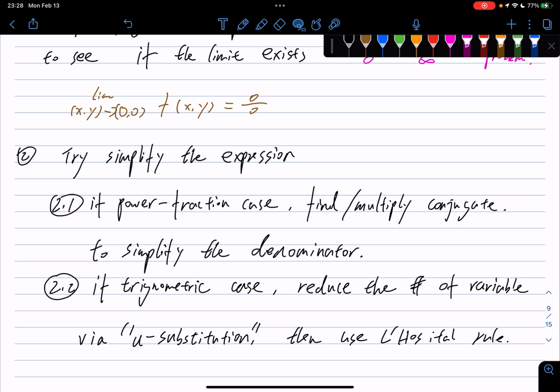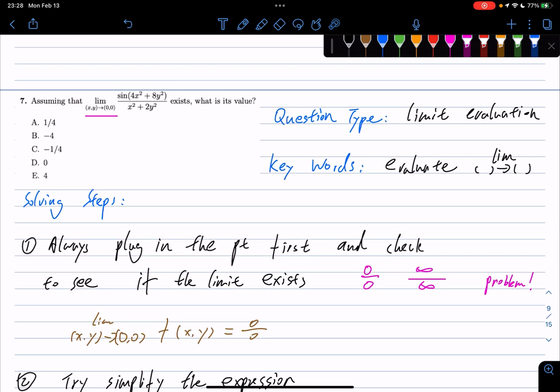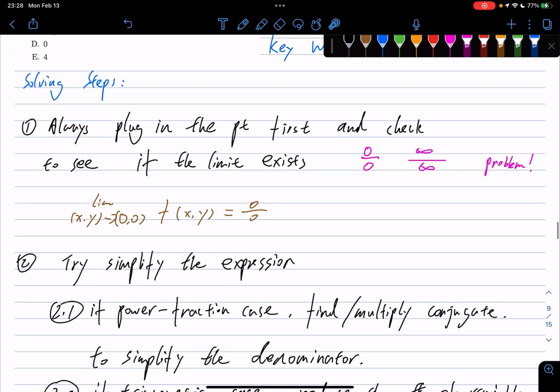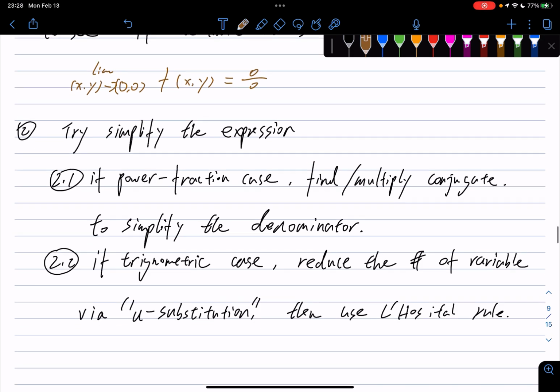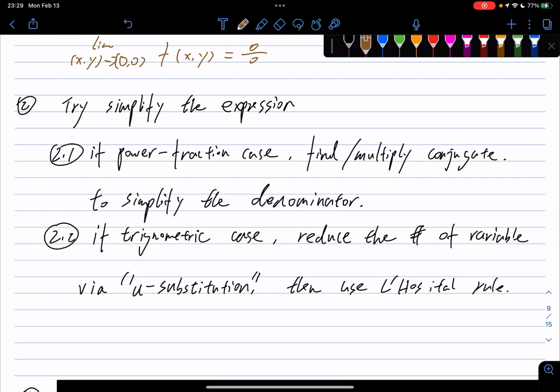Okay, so in this case, by inspecting the function itself, we see a sine function right here. So that tells us it's a trigonometric case. If you want to get to know more about the power fraction case, you can go ahead and check out my limit and continuity videos. I demonstrate this approach as well, but in this problem, we are not going to use that. So it's a trigonometric case.